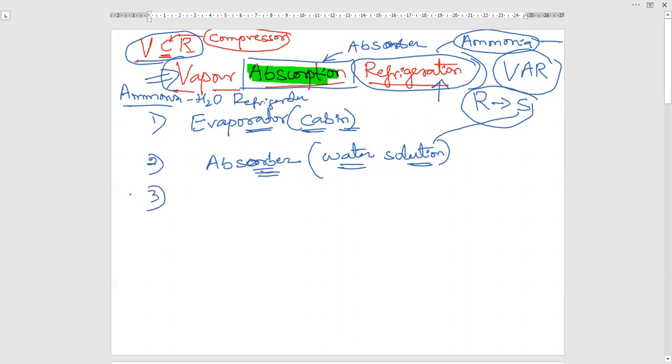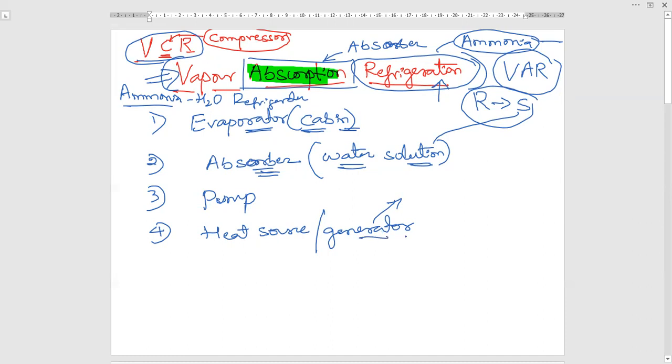The third component is the pump. I will explain why the pump is used here. The fourth component is the heat source, or we can call it a generator. This generator is not for generating electricity. Why do they call it a generator? It will increase the temperature and convert liquid to vapor. It is generating the vapor, so it is called a generator here.